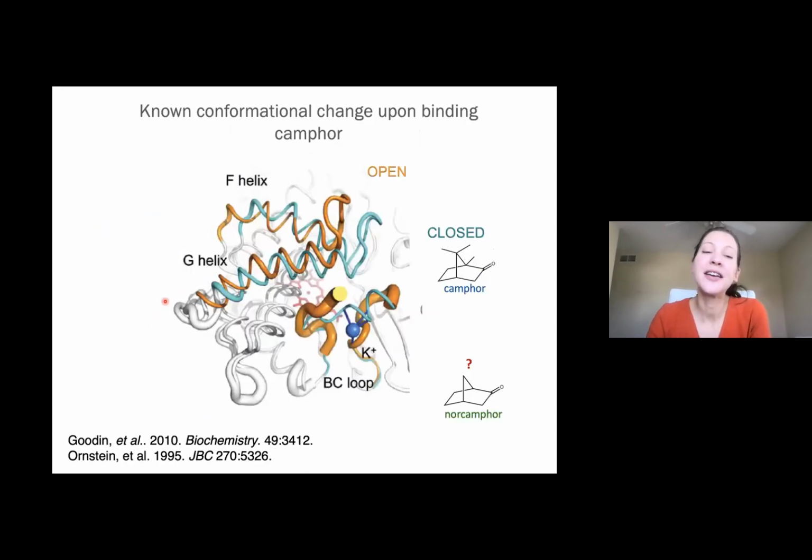So I will point out that it had been known for about a decade that this enzyme does undergo a conformational change upon binding its native substrate camphor. In the absence of substrate, it goes from kind of an open state involving a helix, loop helix, FG helix here. And upon binding the substrate, this motif basically closes down and clamps on the active site. But it had not been studied whether or not the same conformational change occurs upon norcamphor. And so that's part of the things that we were after here.